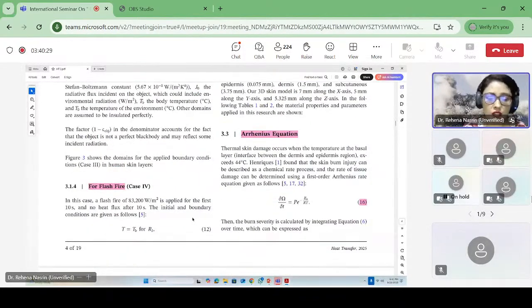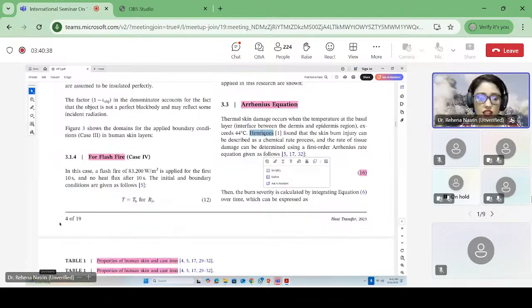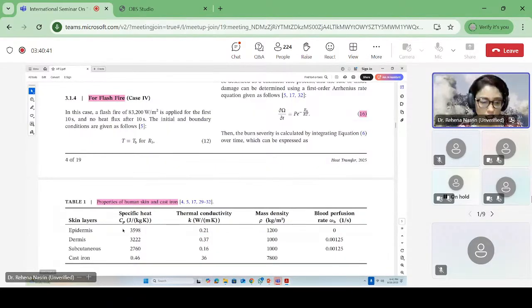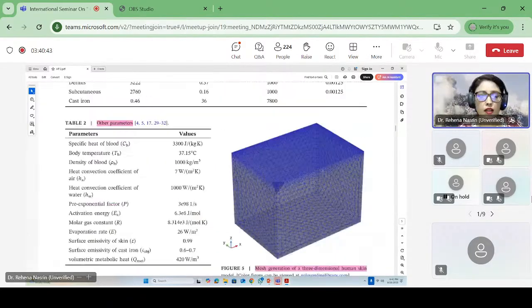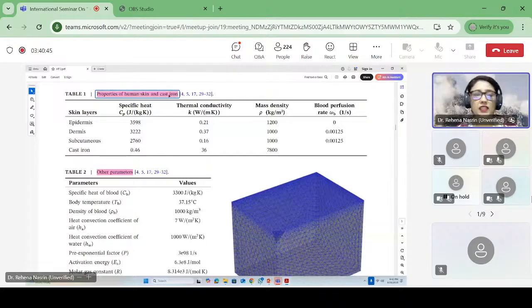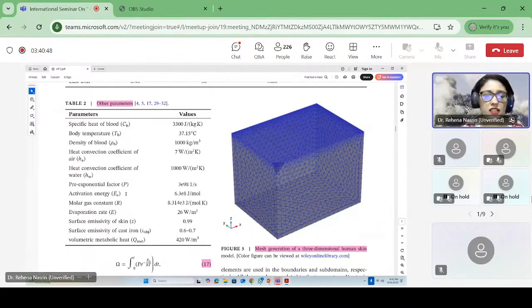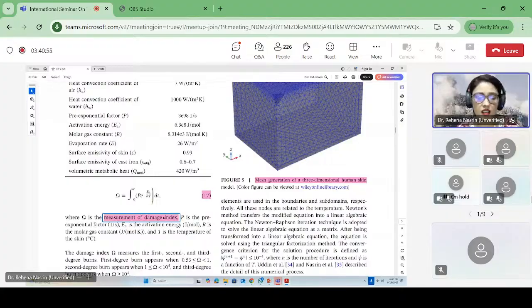We use the Arrhenius equation to calculate burn intensity. The Henriques equation, also the Arrhenius equation, equation 16, and these are the properties of human skin and cast iron, and other properties at 37 degrees Celsius. We have shown these properties, and this is the damage index. Equation 70 is the damage index. That is how much of the skin is damaged.